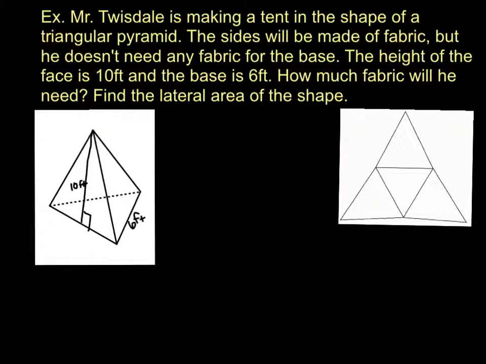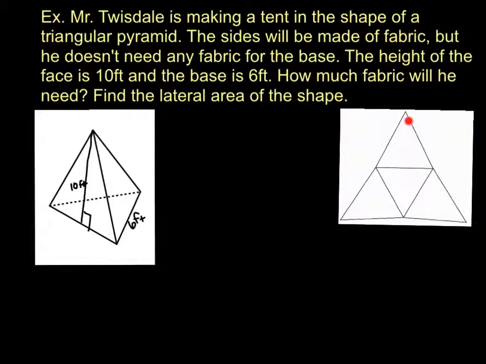Alright, so I was so nice to label this picture for you already, but just to make sure you see where I got these numbers, it said in the problem the height of the face is 10 feet, so that's where I got this 10 foot here. And the base is 6 feet, which is across this way. And that would be the same base over here and on this back side too. Okay? So remember, we're finding the lateral area, so we do not need to find this base.